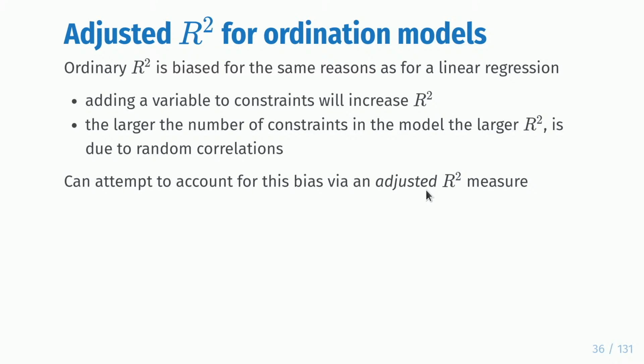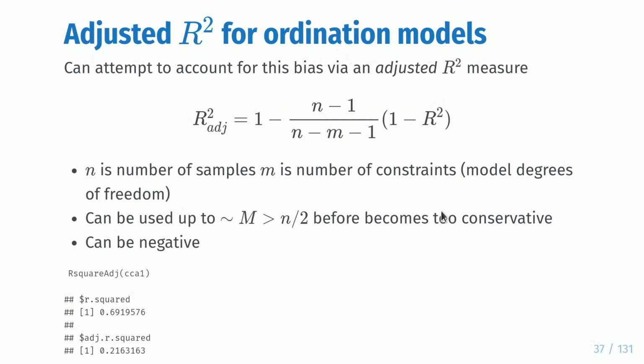And so if you have a large number of constraints in your ordination model, then we'll get potentially a much larger R squared just due to random correlations between all of the constraints that you've put in. So if you just use ordinary R squared, it can give you a very flattering idea about how well your model fits the data. And so what we normally do in regression models would be to use an adjusted R squared, where we adjust for the complexity of the model, how many terms we have in there. And so we penalize models for complexity. And we can do the same thing for ordination models as well.